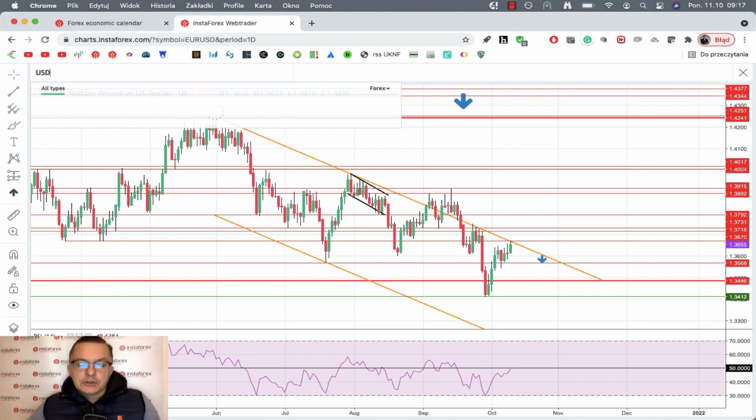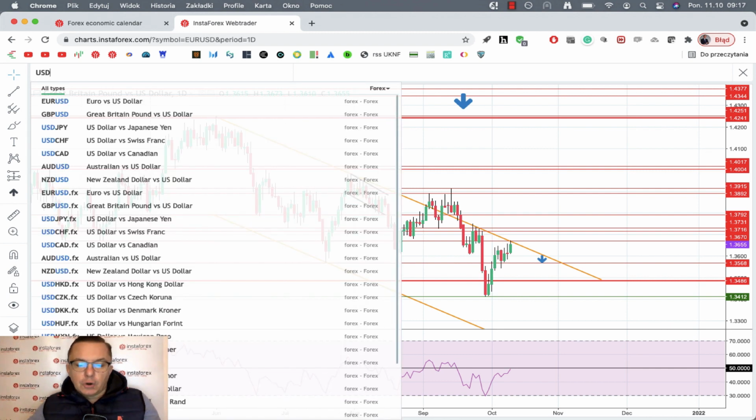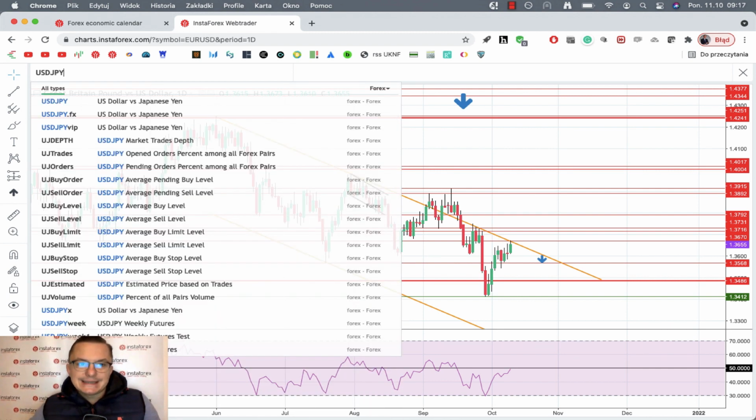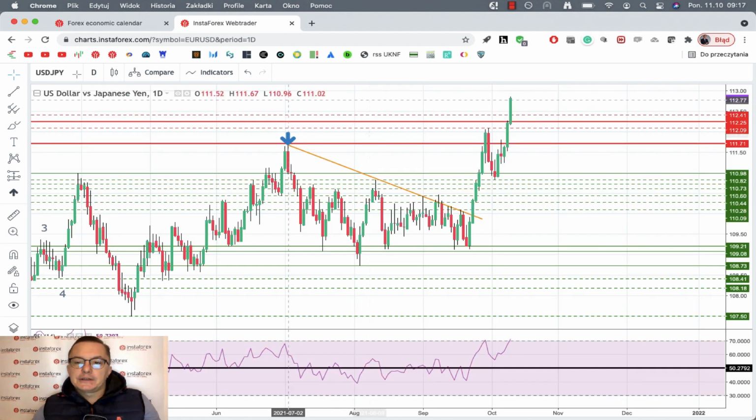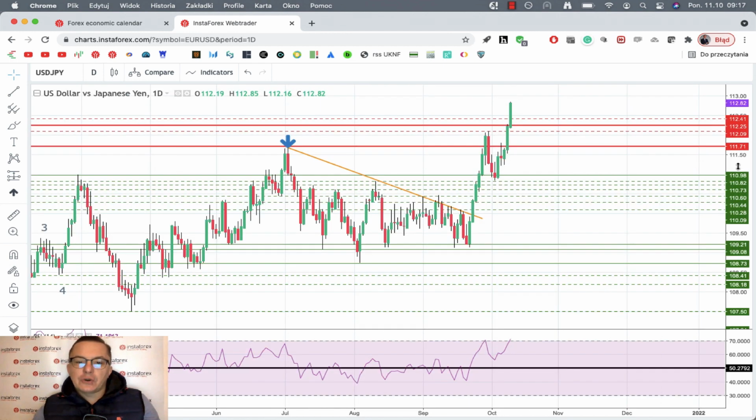What is dollar to the Japanese yen doing? There you go. After the breakout, we are soaring higher.